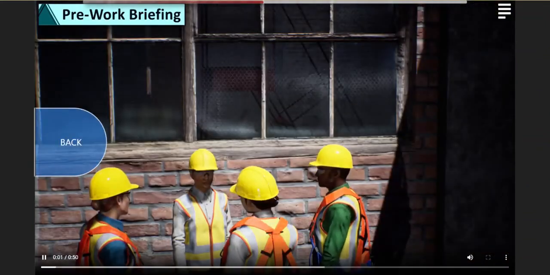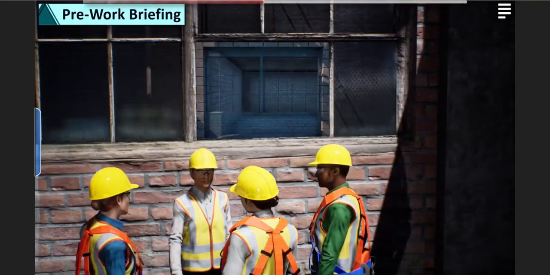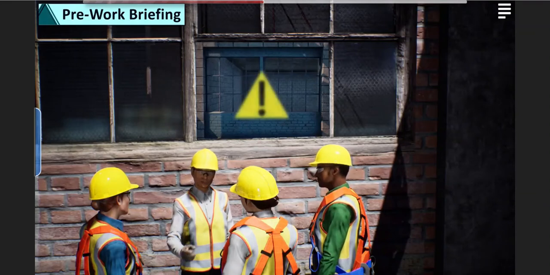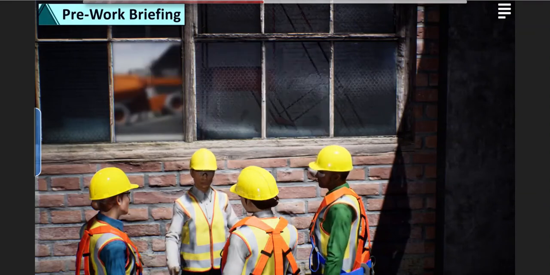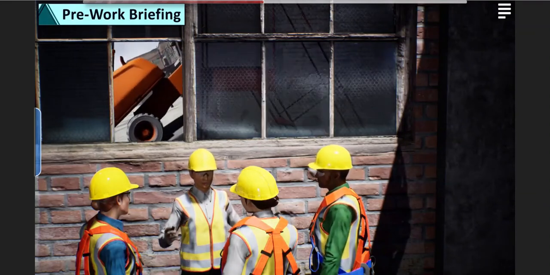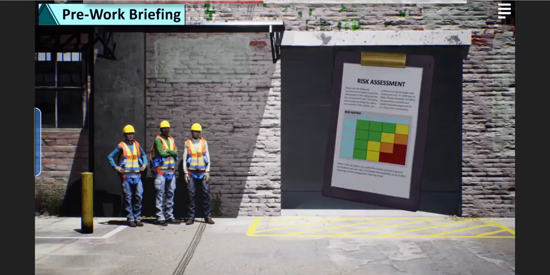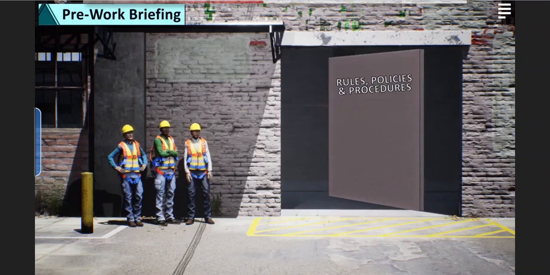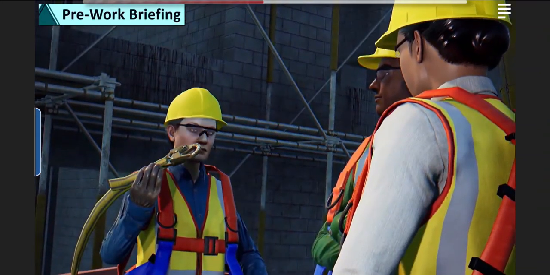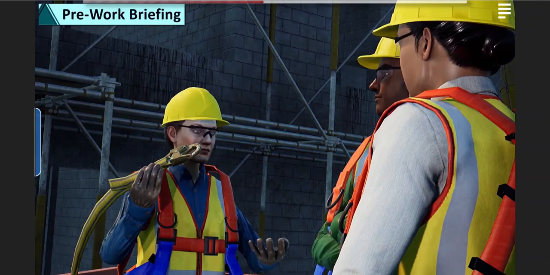Before work can begin, all operators and occupants must understand the task to be performed and the risks involved, including stability risks and how their actions can affect stability. All occupants on the work platform must be familiar with the hazards identified by the risk assessment and the rules, policies, and procedures they must follow, including the use of fall protection and other personal protective equipment.